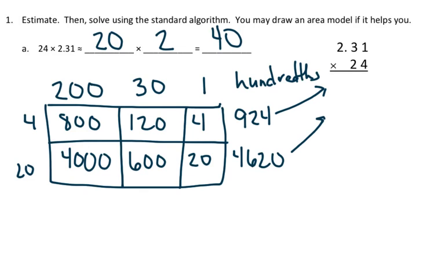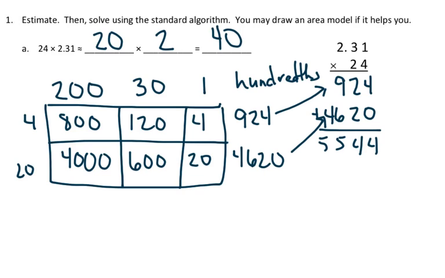Moving that into the standard algorithm, I just draw the arrows to show where they're going. So I have 924 and 4,620. Adding those together, I have 5,544, but remember the unit that we're looking at is hundredths, so it's 5,544 hundredths. I'm just going to shorten that, and if I'm writing that in standard form, it's 55.44. Okay, which is close to our estimate of 40, so our answer is reasonable.